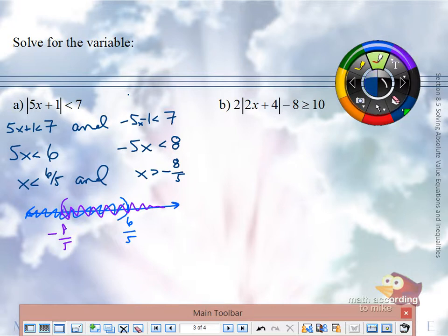So where are we overlapping? Because and says, where do they overlap? Negative 8/5 up through 6/5. Good, not including. Hooray! Answer.